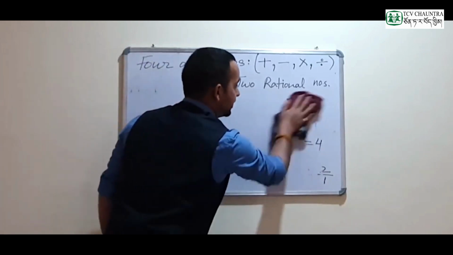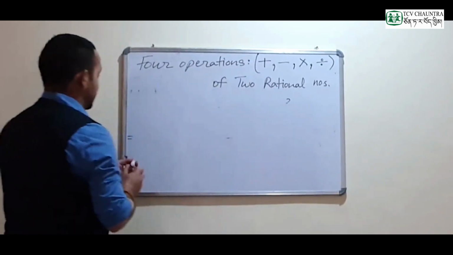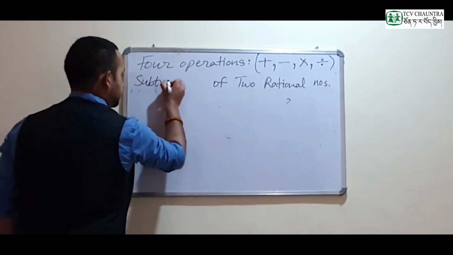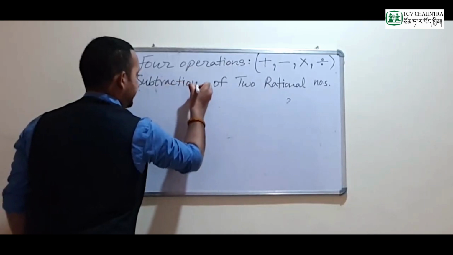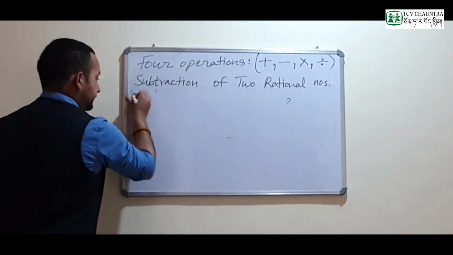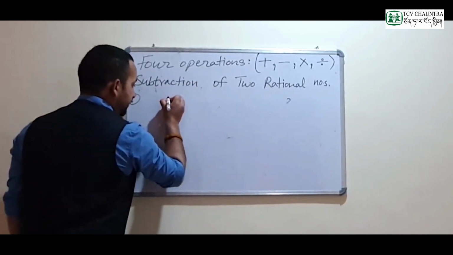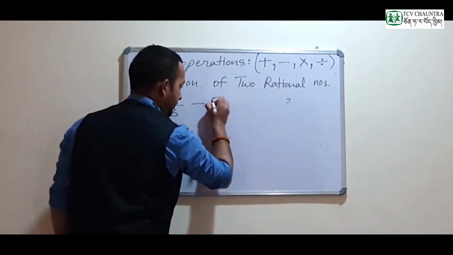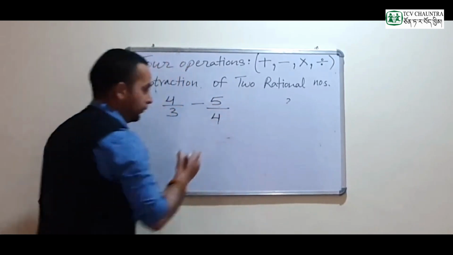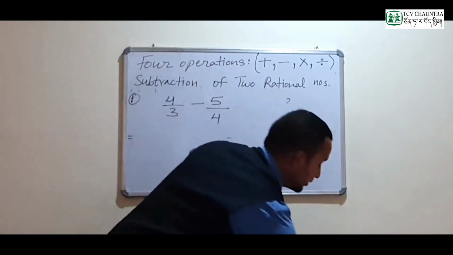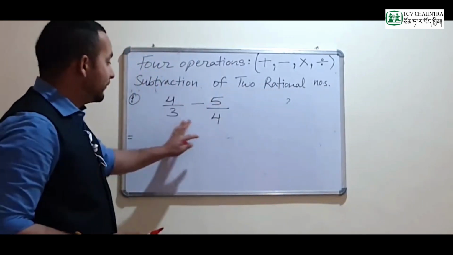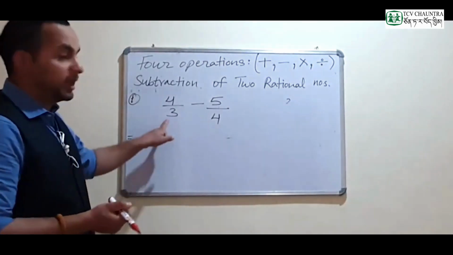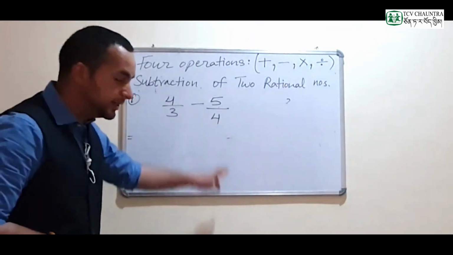Second, we have subtraction of two rational numbers. Again, we will take an example. Suppose we take the example 4 upon 3 minus 5 upon 4. Again, in case of subtraction, we are going to check whether our denominators are the same or not. If the denominators are not the same, then we are going to make the denominators the same.